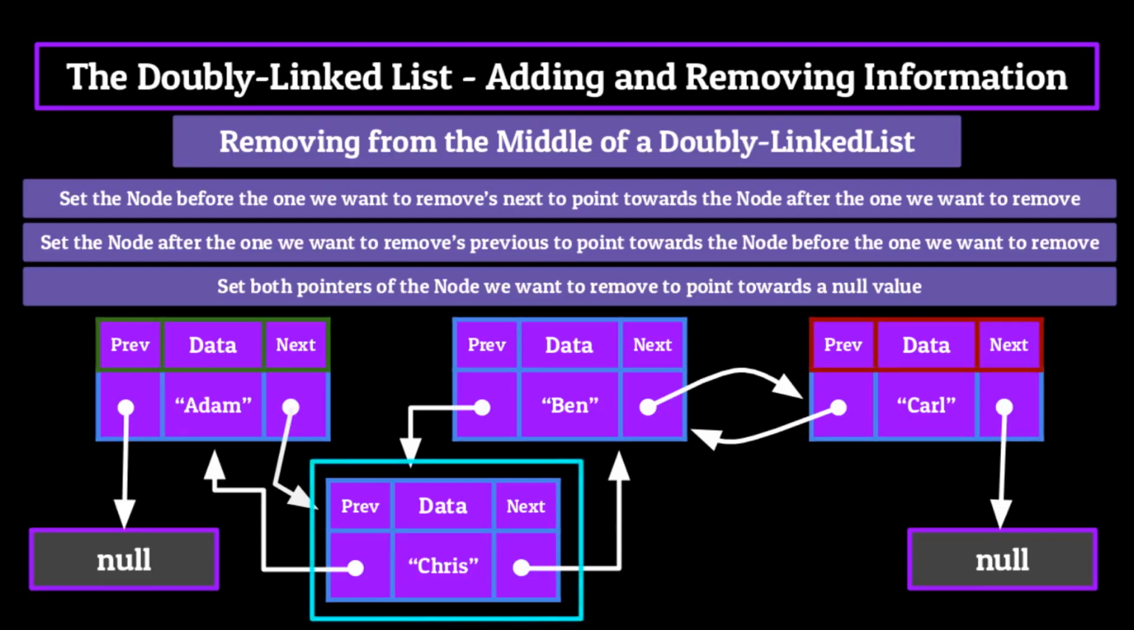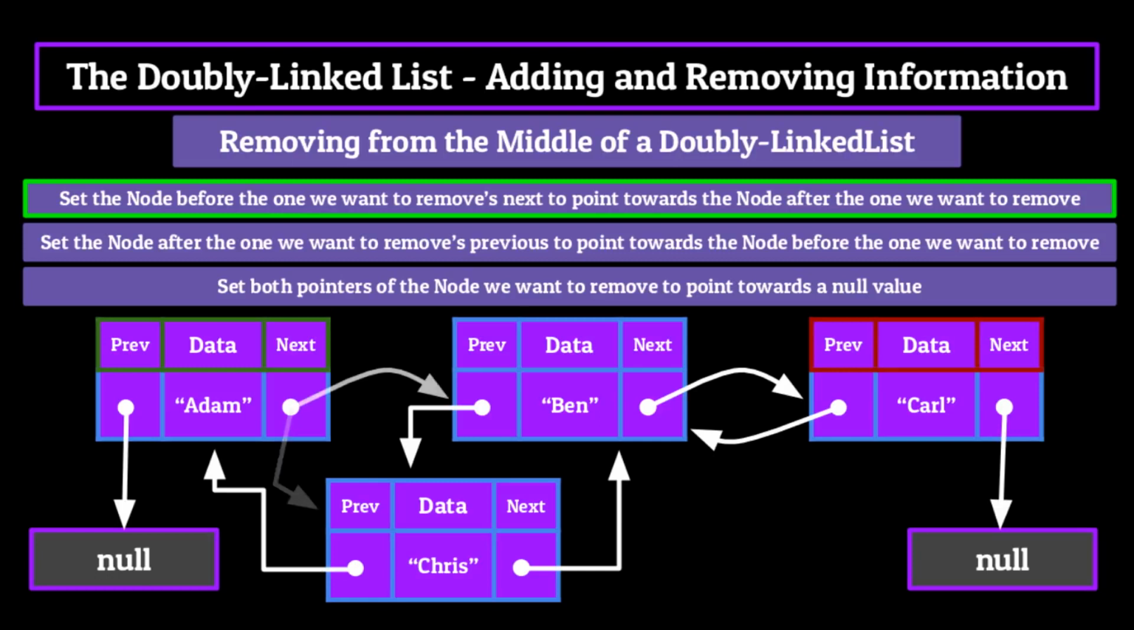Let's delete the Chris node just for the sake of keeping things consistent. Following the steps that we've laid out, we would first set the next of the node before the one we want to remove to point towards the node after the one we want to remove. So in this case, we set the Adam node's next to point towards the Ben node, essentially skipping over the Chris node. Then we set the previous of the node after the one we want to remove to point towards the node before the one we want to remove. So we set the Ben node to point towards the Adam node, again skipping over the Chris node.